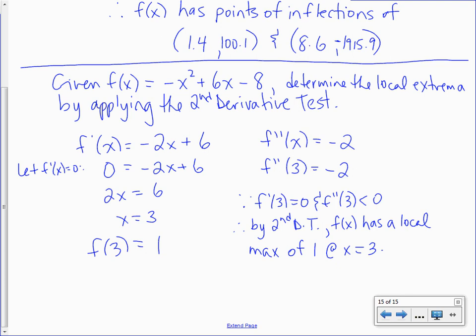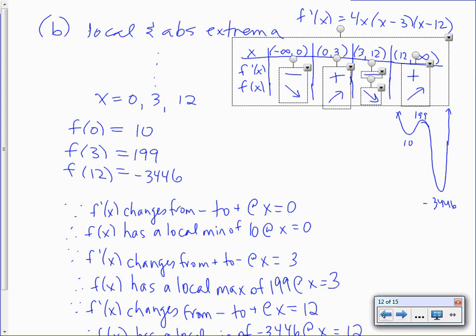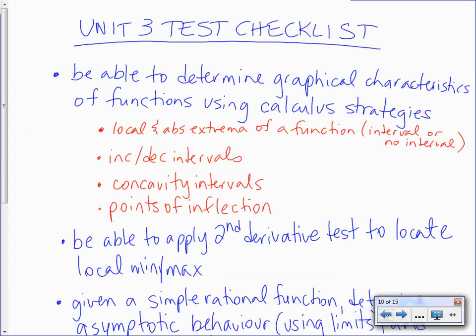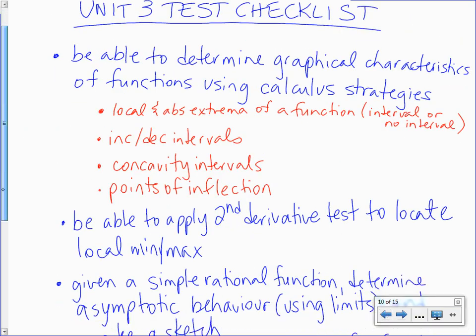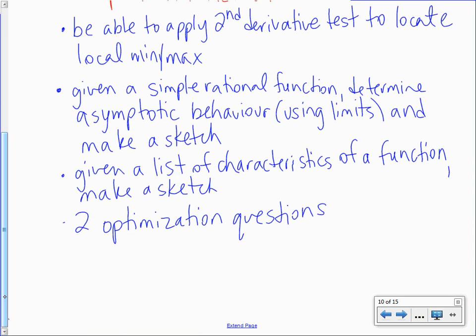Do you guys get that what I've just spent a good chunk of time on is actually a good chunk of the mark of your test? It's the knowledge section. All of this is knowledge section. So then what's left? Simple rational function, list of characteristics. Given a simple rational function, determine asymptotic behavior and make a sketch. I'm telling you right now, this is the majority of your communication mark. It's literally just find asymptotes, find behavior, make a sketch.